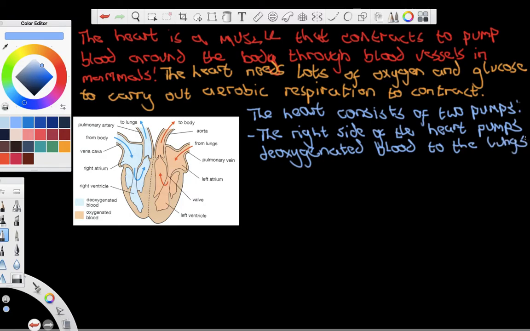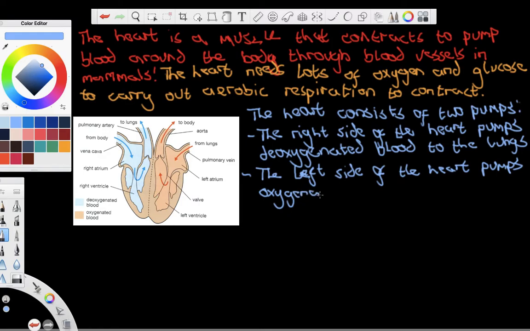Okay. On the other hand, the left side of the heart pumps oxygenated blood to the body.